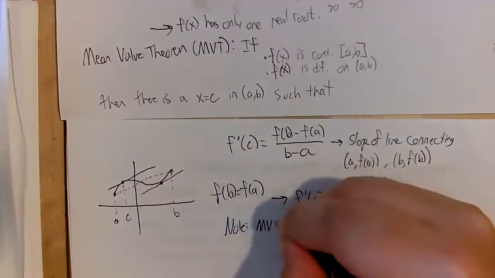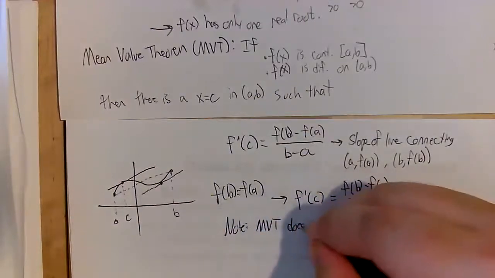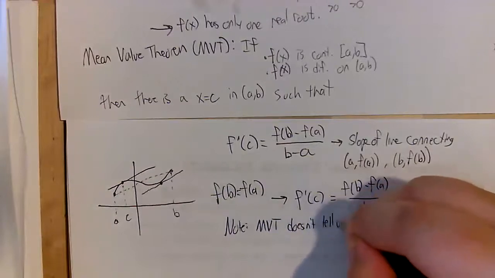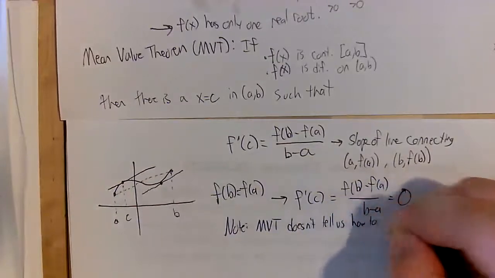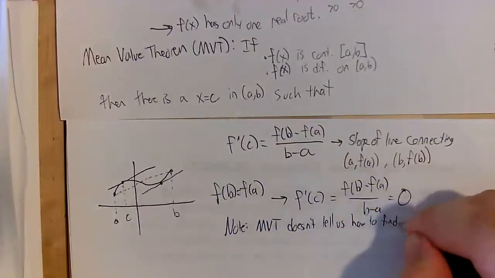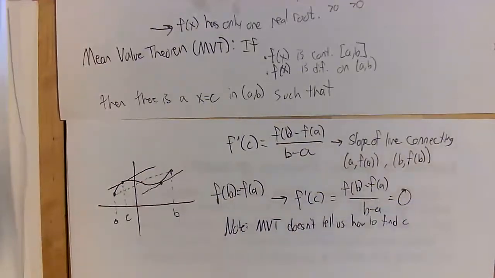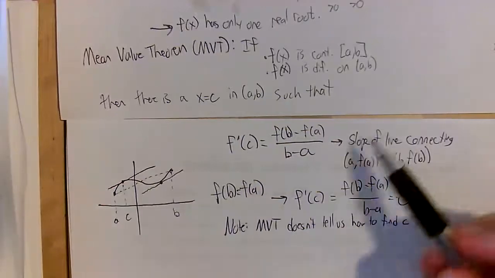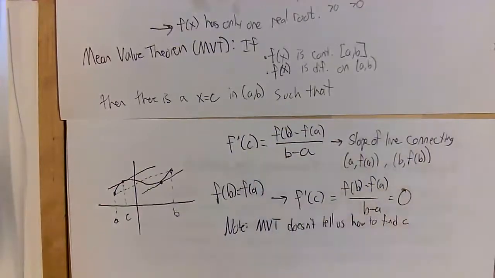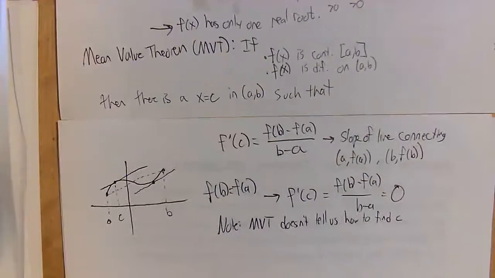And again, I want to offer this note here. The mean value theorem doesn't tell us how to find c. So this is what's called in mathematics an existence theorem. It tells you that a particular number or object exists, but it doesn't give you a way of finding it. So there may be actually no way of computing specifically what c is, but the mean value theorem guarantees that it's there. And sometimes that's enough for some purposes.